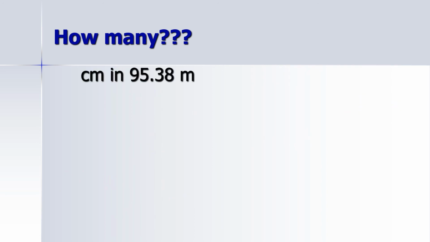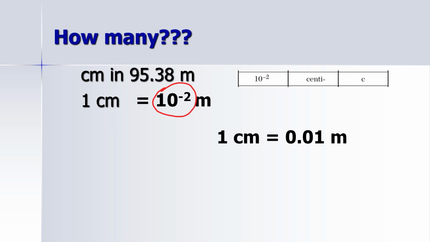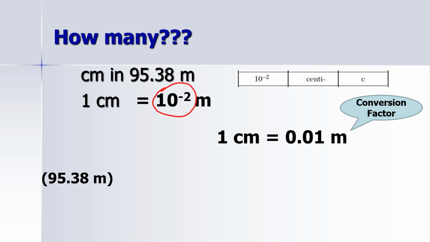Next up, how many centimeters do we have in 95.38 meters? Once again, we want to figure out the conversion factor first. So we look at the centimeter, and try to find the prefix centi from table C. And that turns out to be 10 to the power of -2. So 1 centimeter is 10 to the power of -2 meters. Now we want to convert this into a regular number. So once again, we start with 1, and we move our decimal 2 times to the left because it's a negative exponent. That gives us a conversion factor of 1 centimeter equals 0.01 meters.